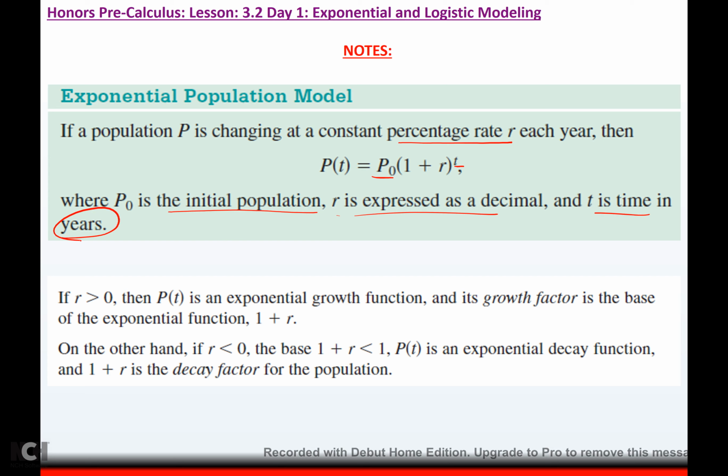Okay, now if R is greater than zero, then we have an exponential growth function, and its growth factor is the base of the exponential function, 1 plus R. On the other hand, if R is less than zero, then we have a decay function. Okay, so here we go.